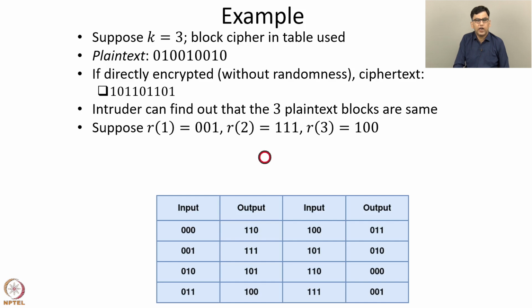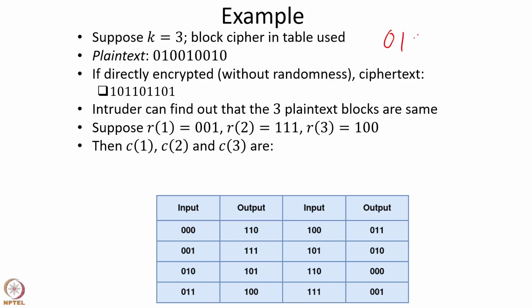Now, suppose we add some randomness. R1 is 0, 0, 1, R2 is 1, 1, 1, and R3 is 1, 0, 0. Then what will be the corresponding ciphertext blocks? So first we have to bitwise XOR Ri with Mi. The first block of the plaintext is 0, 1, 0, and that is to be XORed with R1, that is 0, 0, 1, and the result is 0, 1, 1.